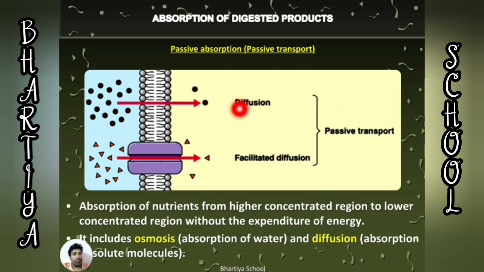Here we can see that diffusion is of two types: simple diffusion and facilitated diffusion. In simple diffusion, substances directly diffuse, and in facilitated diffusion, with the help of some ions and proteins, the diffusion of the substance takes place along its concentration gradient.